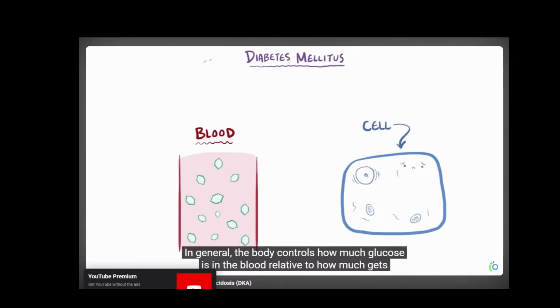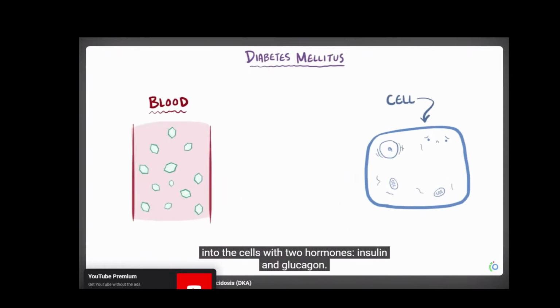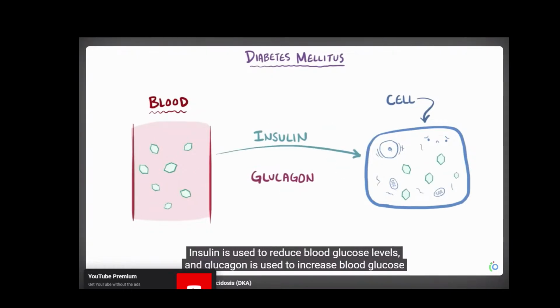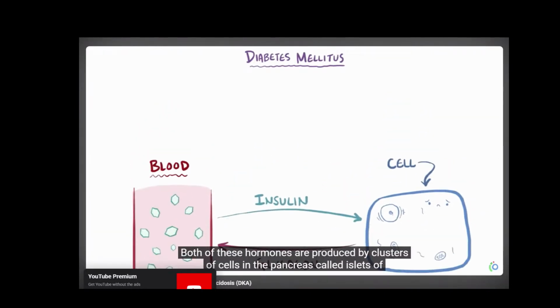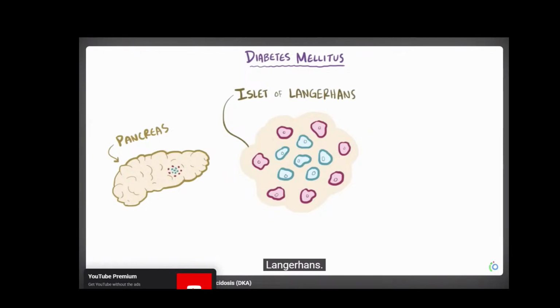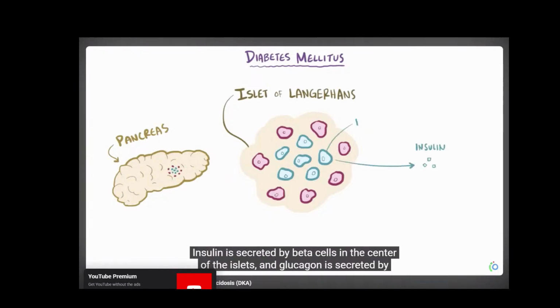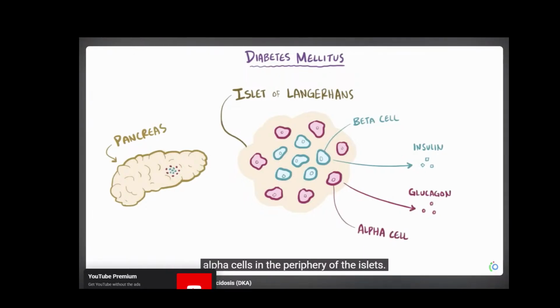In general, the body controls how much glucose is in the blood relative to how much gets into the cells with two hormones, insulin and glucagon. Insulin is used to reduce blood glucose levels, and glucagon is used to increase blood glucose levels. Both of these hormones are produced by clusters of cells in the pancreas called islets of Langerhans. Insulin is secreted by beta cells in the center of these islets, and glucagon is secreted by alpha cells in the periphery of the islets.